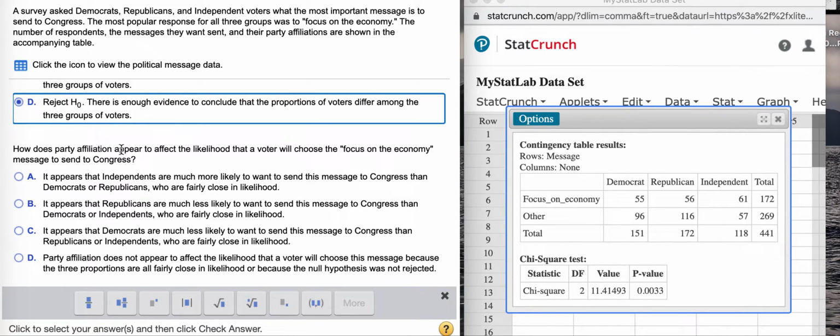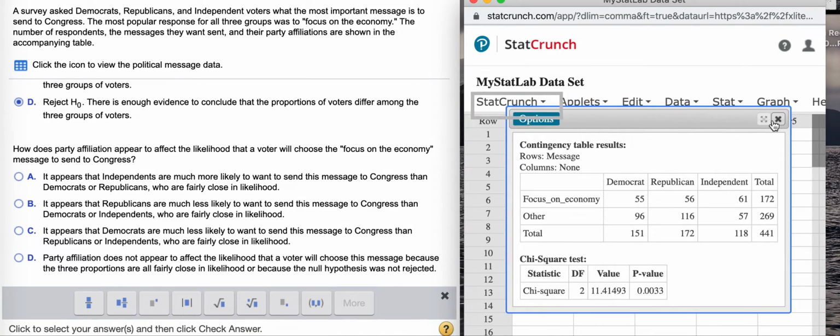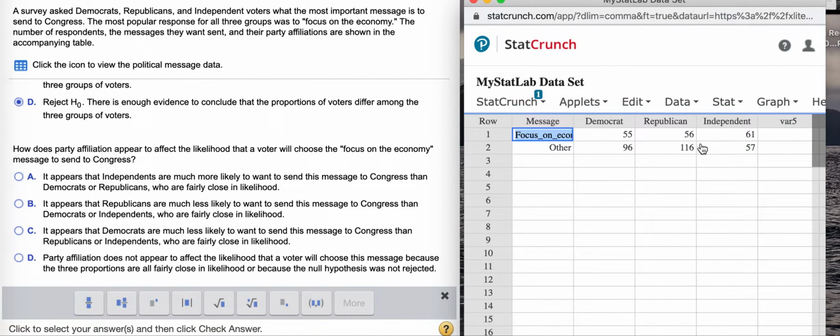It says, how does party affiliation appear to affect the likelihood that a voter will choose the focus on the economy message to send to Congress? So here, in some sense, we can look at the data. If we look at it, both the Democrats and the Republicans, fewer than 50% actually chose focus on the economy as the #1 option, whereas independents, it exceeded 50%. So here, if we look at option A, it appears that independents are much more likely to want to send this message to Congress than Democrats or Republicans, who are fairly close in likelihood.